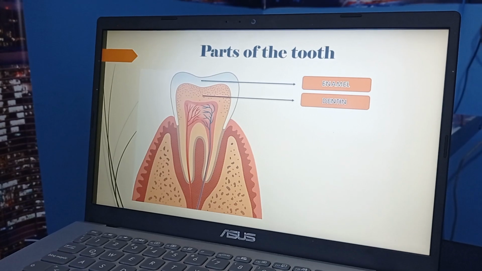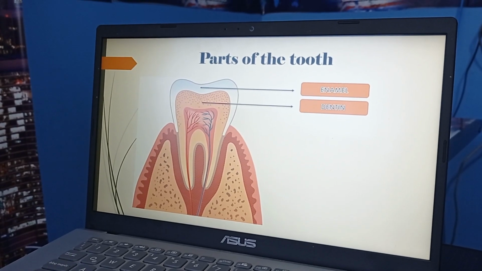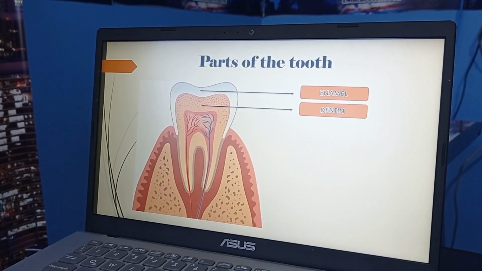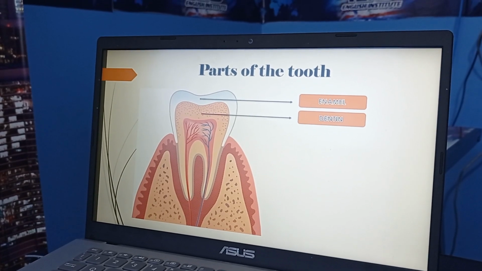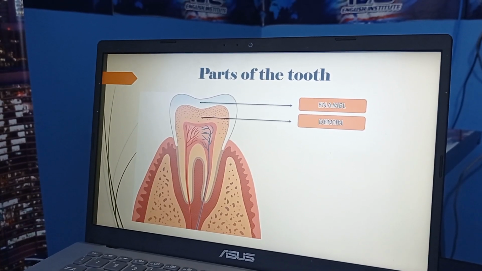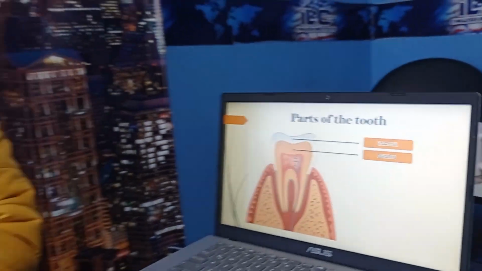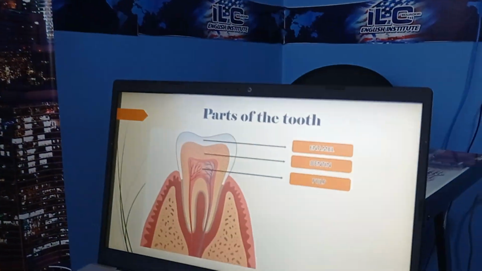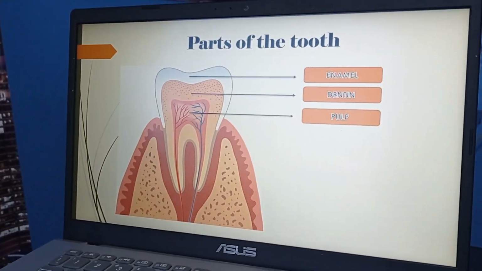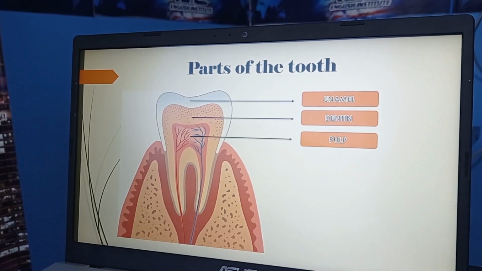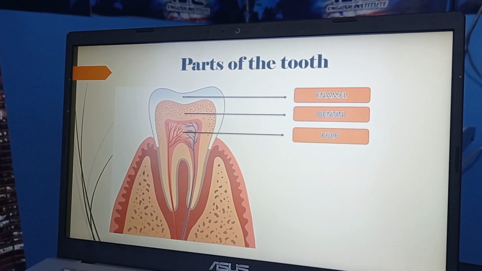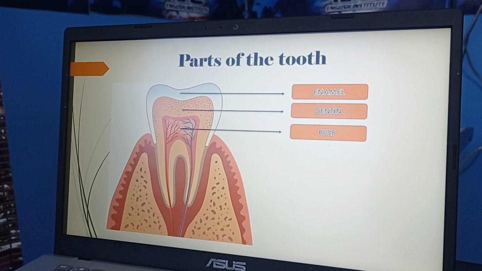It is very sensitive to temperature change and its main properties are hardness and permeability. In addition, it is elastic and translucent. The next part is the pulp. It's a soft tissue located under the dentine and it responds to stimuli such as pressure and extreme temperatures.